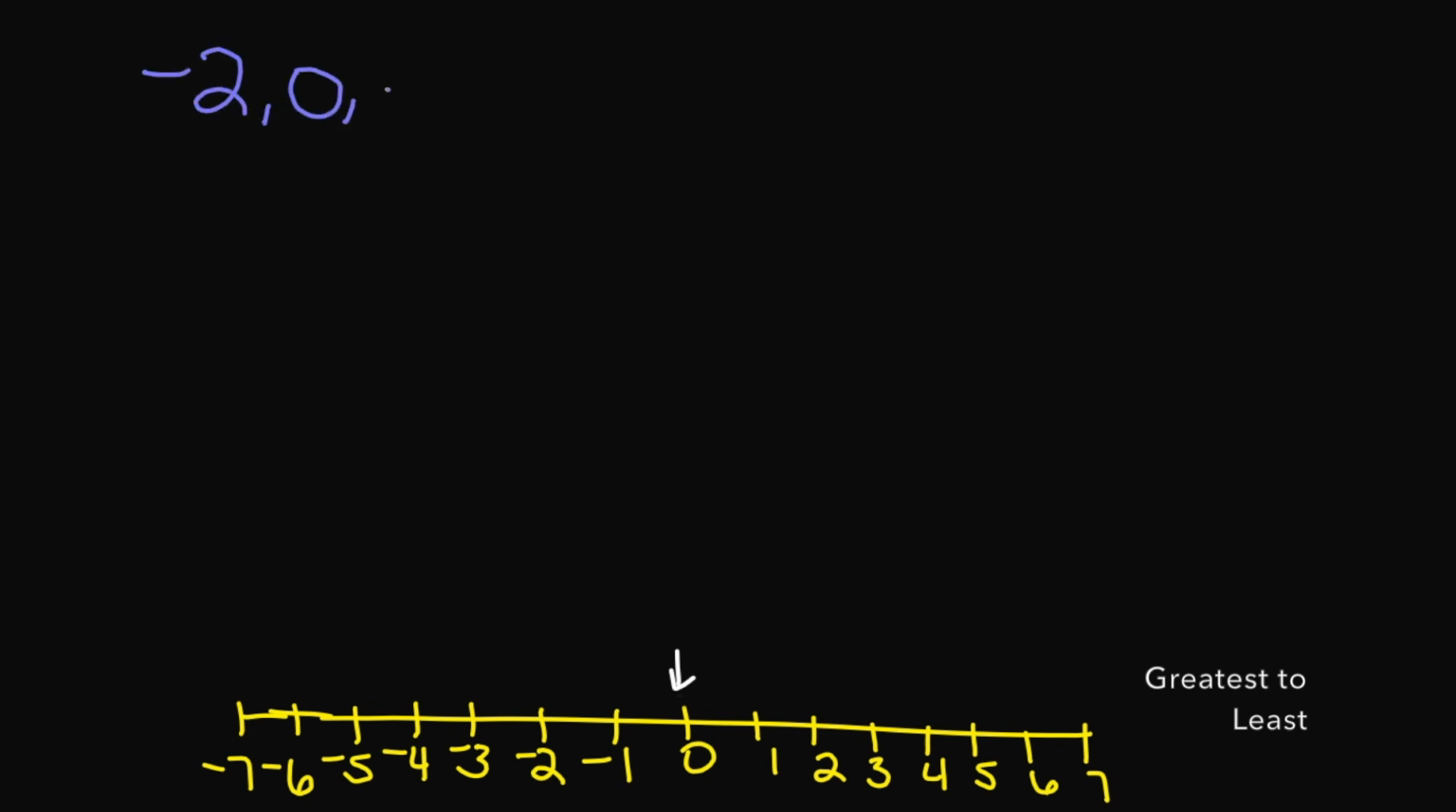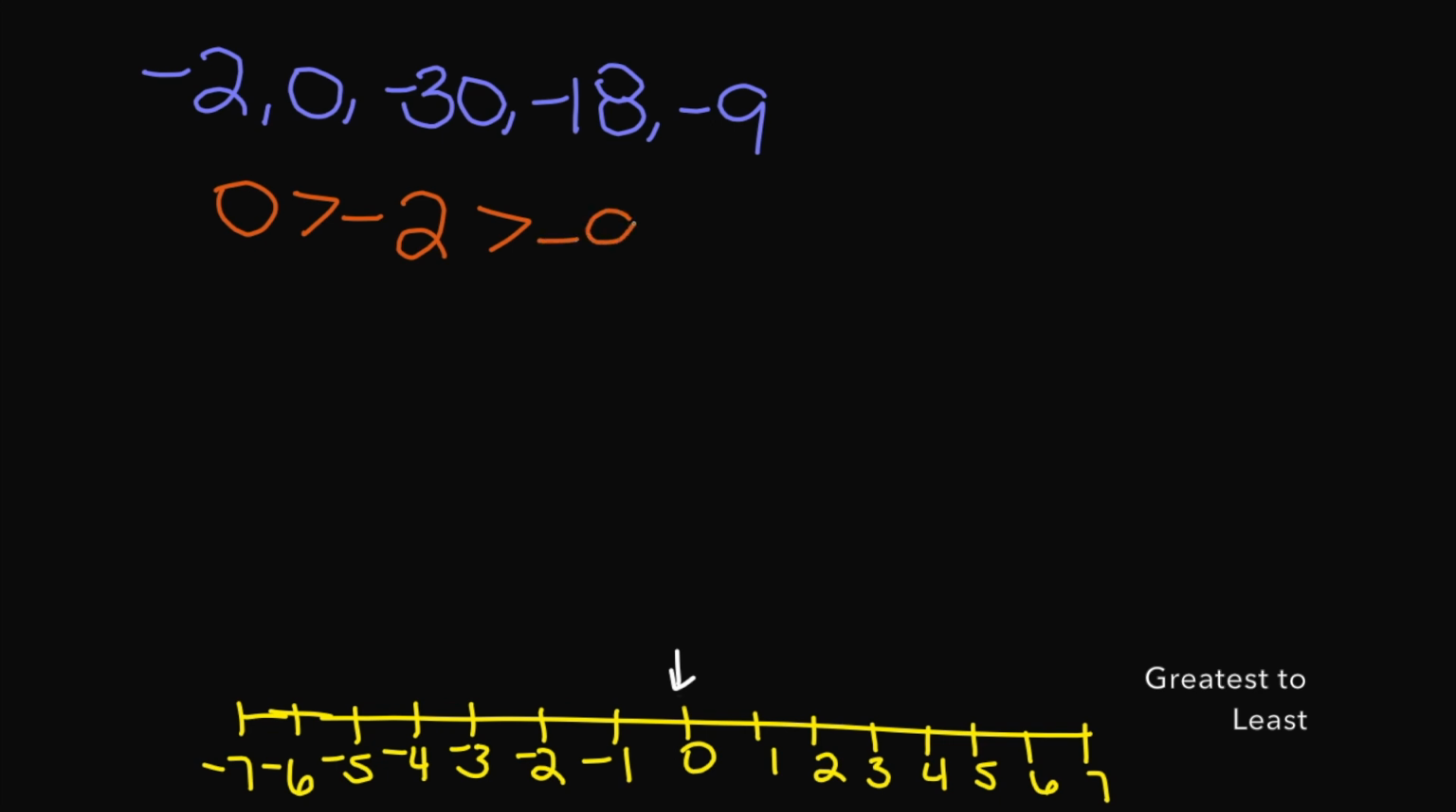-2, 0, -30, -18, and then -9. So if you are listing these numbers from the greatest number to the smallest, first we have 0. 0 is greater than -2. -2 is greater than -9. -9 is greater than -18. And then -18 is greater than -30. And this is your final answer here.